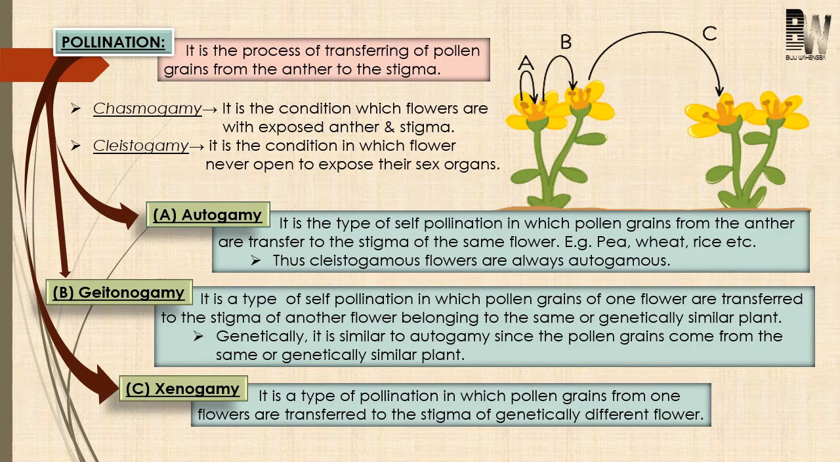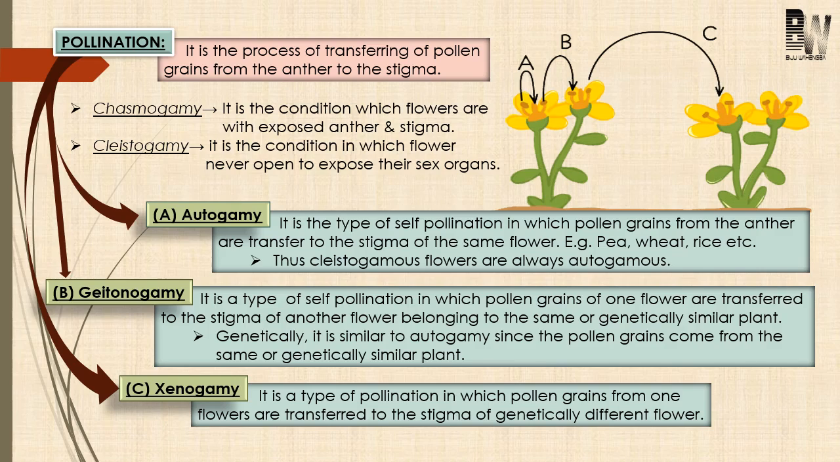Hello student, so coming to chapter number 2, that is sexual reproduction in flowering plants. In this video class we will discuss the types of pollination and its pollinating agents. But before we start the main topic, that is pollination, let us discuss two terms related to flowers. First one is chasmogamy and second one is cleistogamy, and we will discuss them one by one.